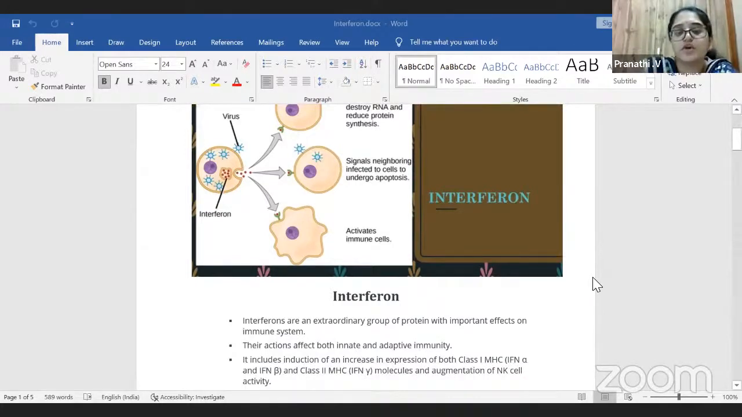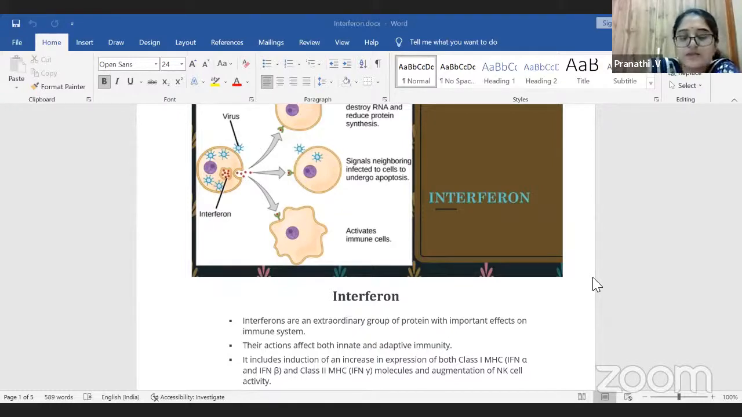Increases in the expression of major histocompatibility class 1, that is interferons alpha and beta, are involved in this particular function, and they also help in increasing the natural killer cell activity. So type 1, that is IFN alpha and IFN beta, is secreted by virus infected cells, while type 2, that is interferon gamma, is mainly secreted by T cells, natural killer cells and macrophages.